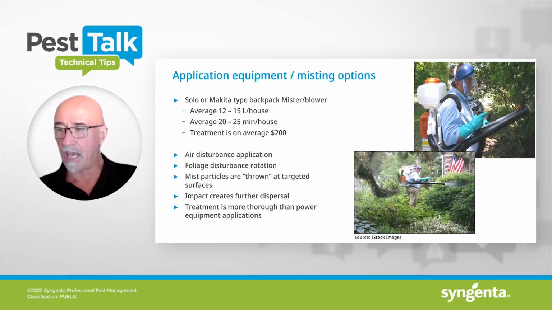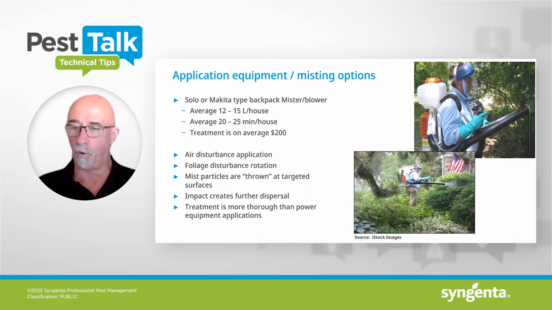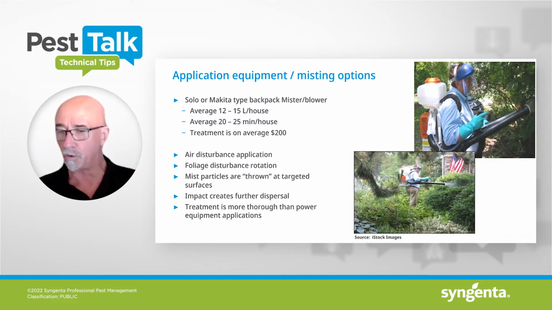The air disturbance in the application is important rather than just using power equipment, because that foliage being rotated gets a coverage of the insecticide on both sides of the surface. The bigger droplets actually cause a mist particle. They're blown in there and they drop in and then crescendo. They break open and splash further and deeper into the canopy of the foliage or the trees. And this impact creates further dispersal. The treatment is more thorough than just power equipment, as I said.